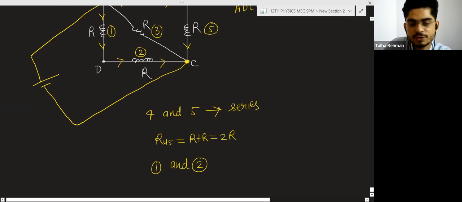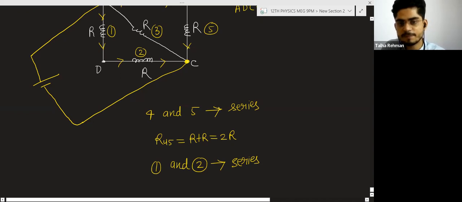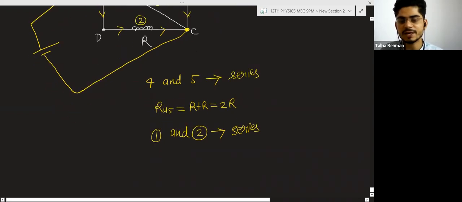Also 1 and 2 are connected in series. Why am I saying 1 and 2 are in series? Because this now becomes a single wire. Branching is from the point C. See, there are 4 branches. One branch is there, but this wire is a single wire, and resistances on a single wire are in series.